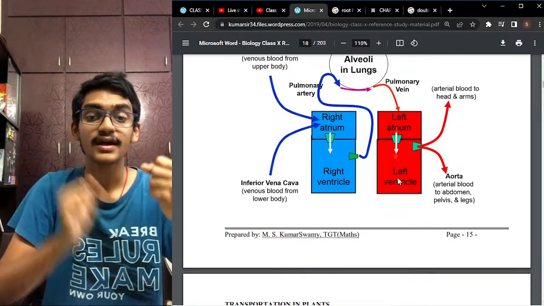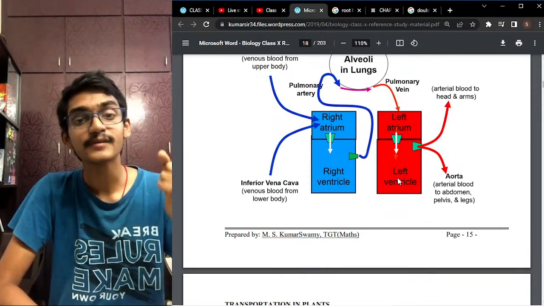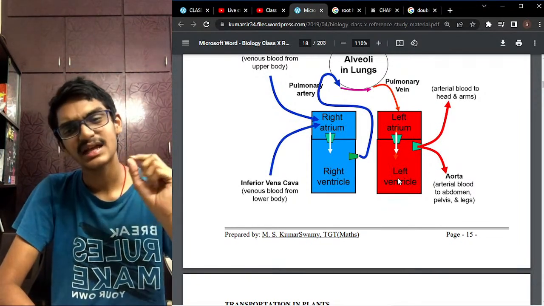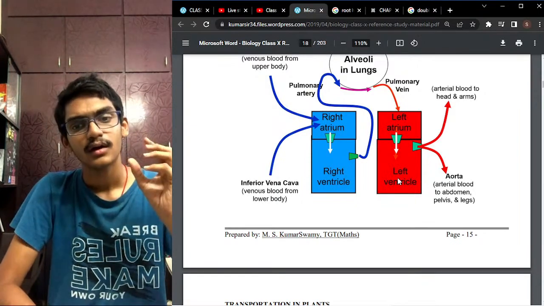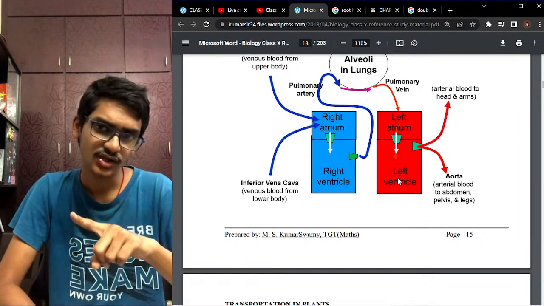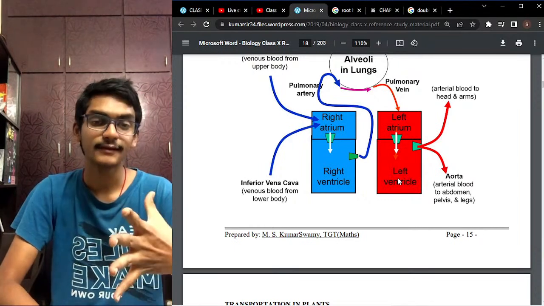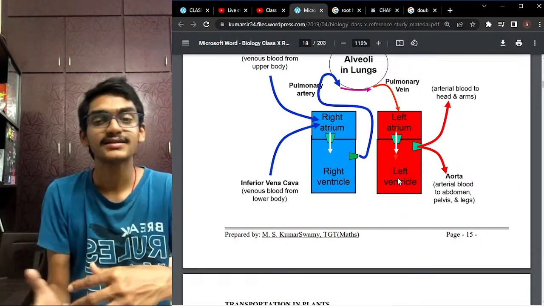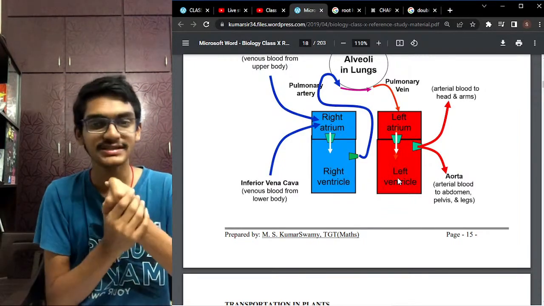In systolic pressure, the atrium will contract. So atrium contraction is actually taking place. See, in the diastolic pressure, ventricular relaxation is taking place, because of which it is trying to absorb the blood which is coming from the right atrium. Whereas in the systolic pressure, the ventricular contraction is taking place.